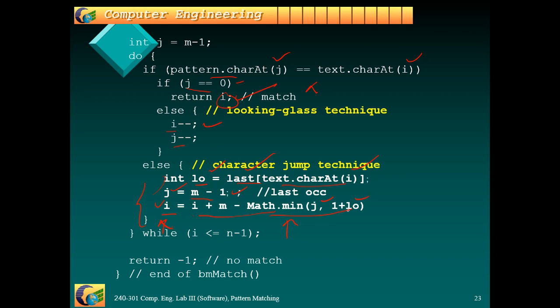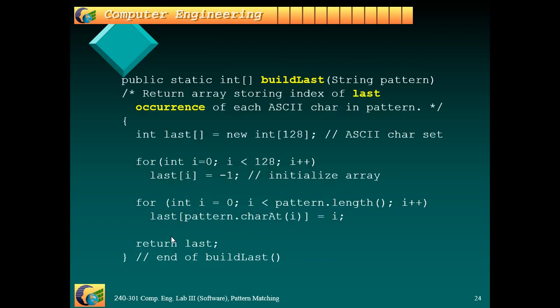From the table, 1 plus LO and the j value. Whichever is minimum out of it, we'll take that and subtract it from the sum of I plus L. That will give us the I value in order to align our pattern when we fall under all three possible cases. You can probably trace this algorithm, and then you will understand better with the particular text and pattern I have given.